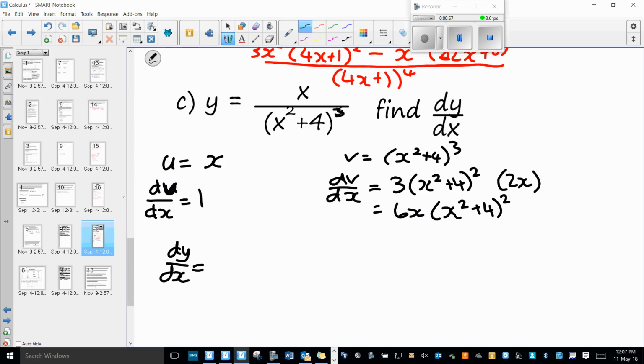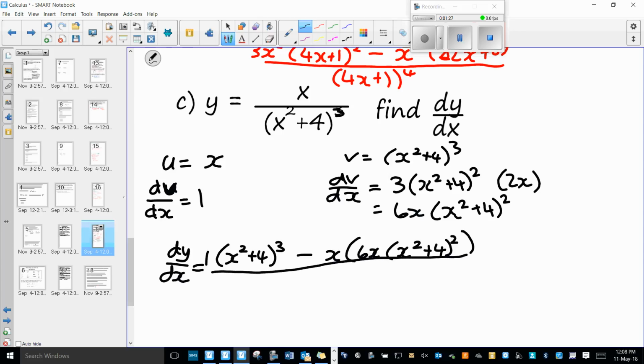dy dx is, so we take v first, isn't it? Yes. And we're multiplying that by du dx. So there's a secret 1 in front of here. Or maybe I should write it, otherwise you guys might stress. Minus u. 6x squared plus 4 squared, over x squared plus 4.